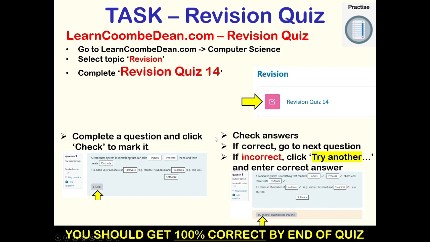And your final task today, as always, on Learn Com Dean, revision quiz 14. Check each answer, and if you've got it right, move on. Otherwise, please try again and correct the question. Do this for me now, and make sure it's ready for next lesson. Good luck.